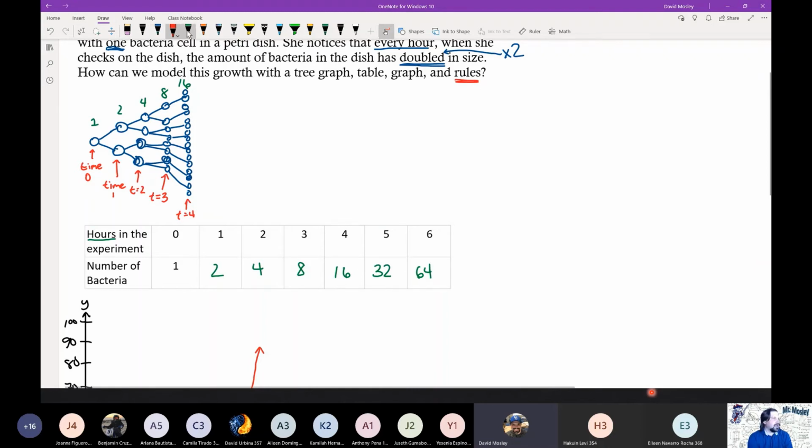Right, so we're going to write our rules here next. First, we'll do the symbolic rule. Right, and we'll just use x and y as our variables. So we'll have y equals, right, our start value, 1, times our rate of change, and x as the exponent.